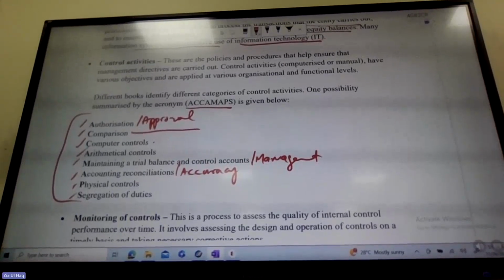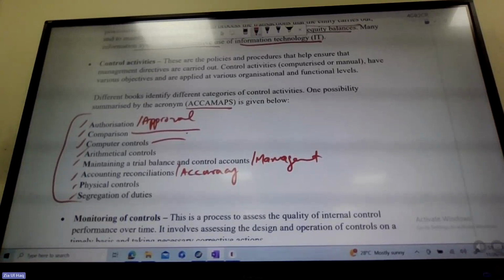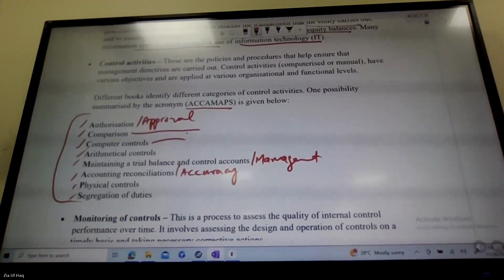There should be some computer control as well to avoid misuse of the computer. There should be some physical control. Physical control means the computer system should be placed in a secure room. There should be some logical control. Logical controls mean there should be a password, so that only an authorized user through a password can have access to the system.